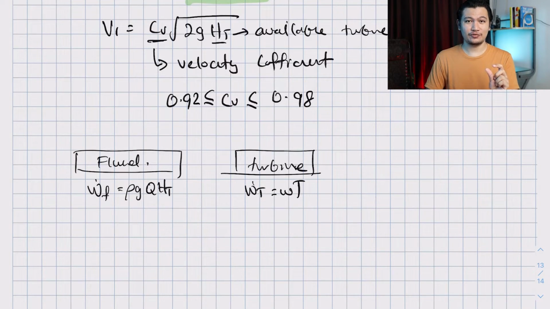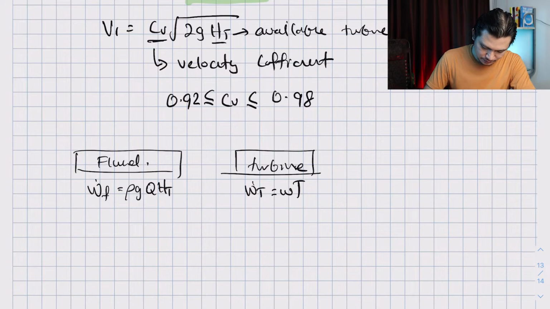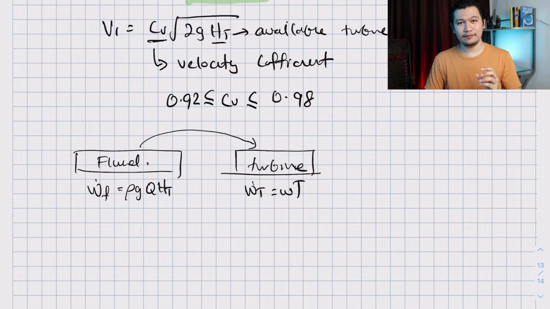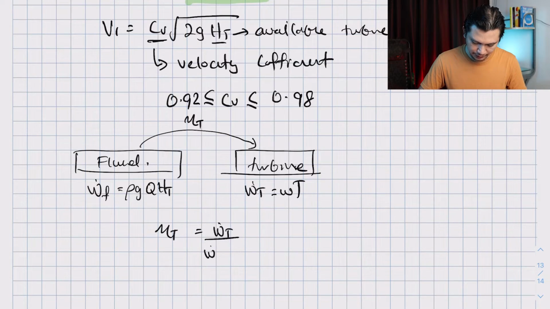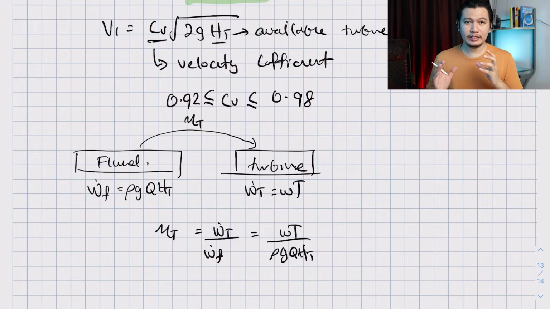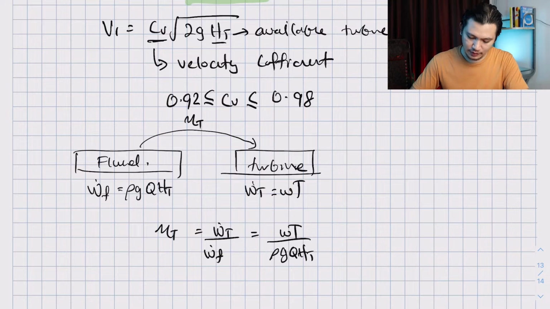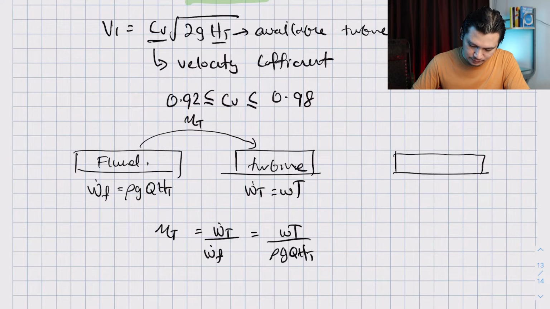When the energy is transferred from fluid to the turbine, you will have efficiency. This is called the turbine efficiency, and the turbine efficiency is defined as W dot T over W dot F. So this is going to be omega T over rho G Q HT, because the energy is being transferred many times. From the fluid to the turbine, and let's say the turbine is going to transfer the power to the generator.